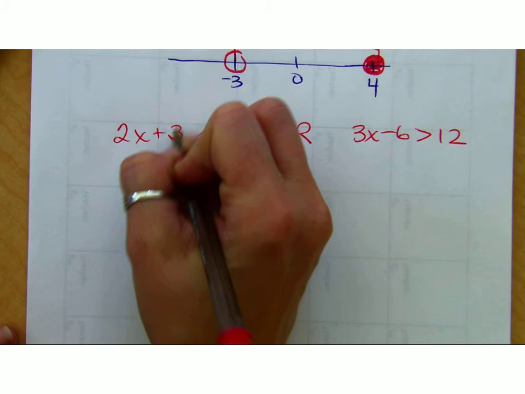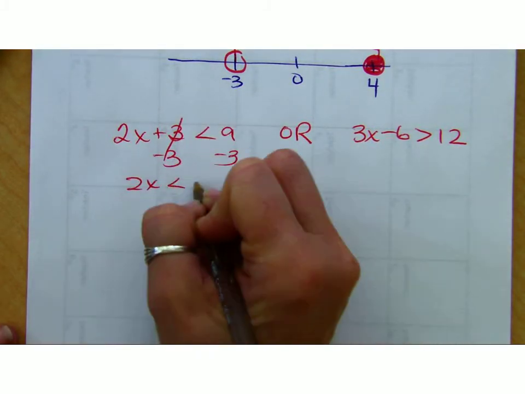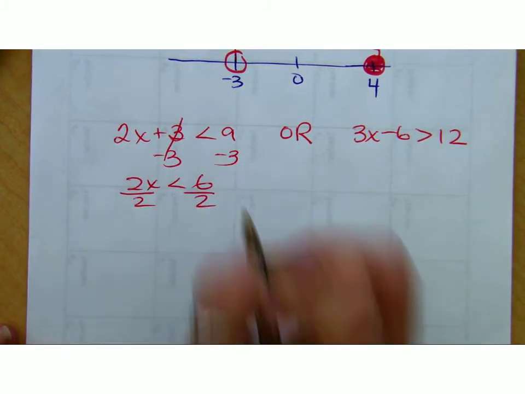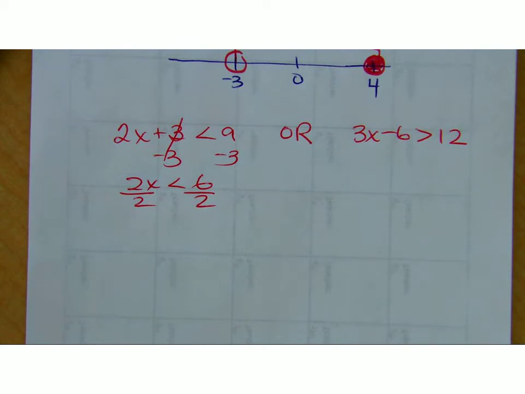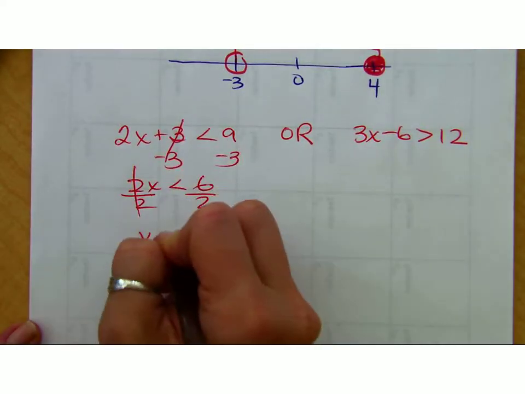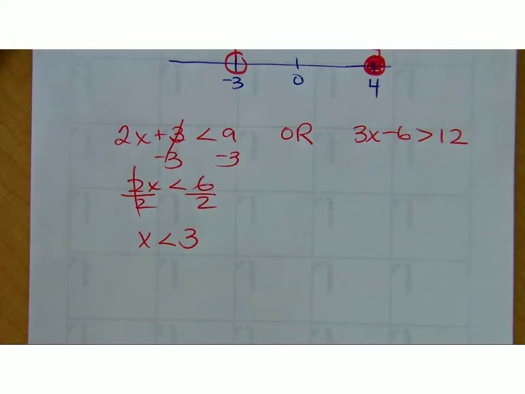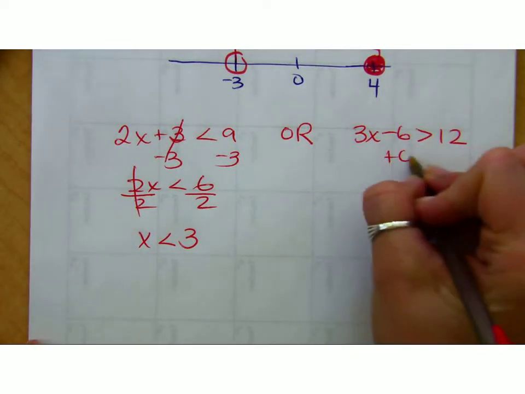I'm going to fly through this. You probably are already doing it. Hey, stop. Did I divide by a negative? No. If I would have, what would I have done? Flipped the sign. x is less than 3. Okay, I got my first one. So now I'm going to solve my second one.